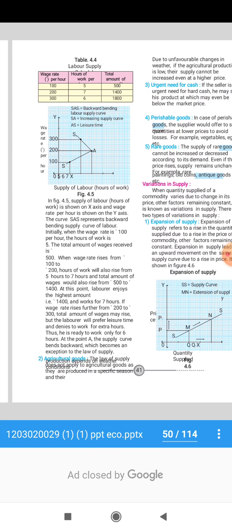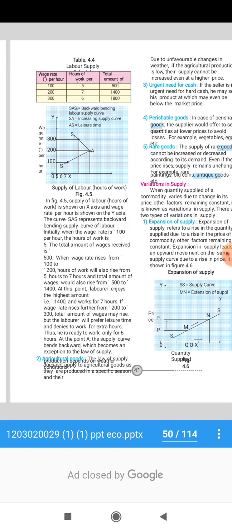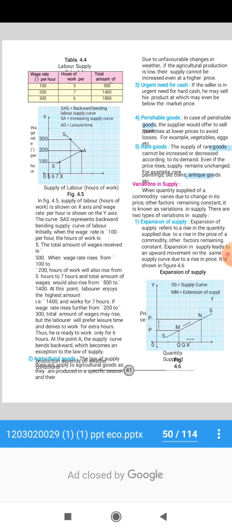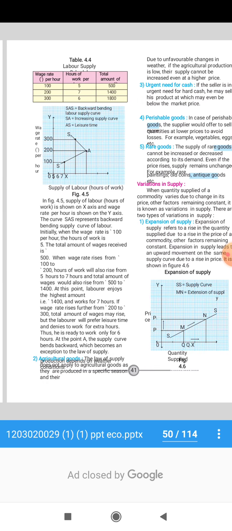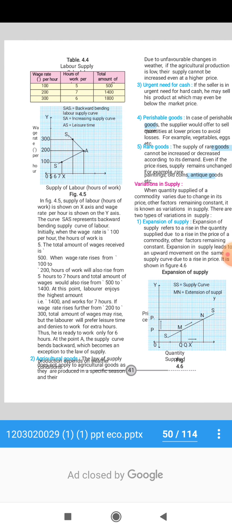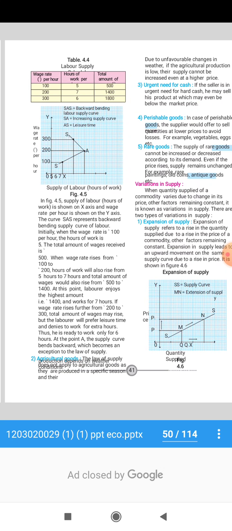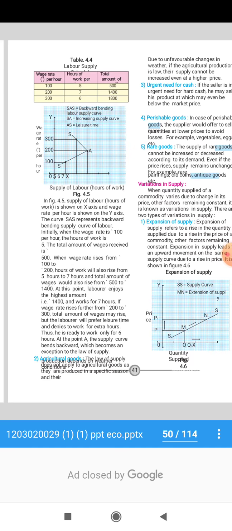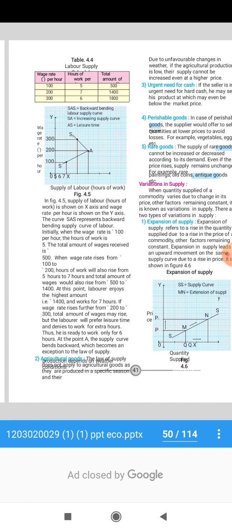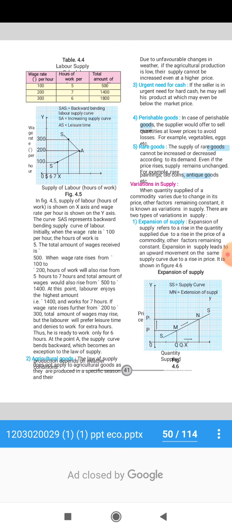But with a further rise in the wage rate, total hours or supply of labor fall from 7 hours to 6 hours, because after a specific time period it is the common tendency of labor that they don't want to work more hours, even if there is a rise in the wage rates. So we can explain it graphically. On the y-axis we show the wage rate per hour in rupees, and on the x-axis the supply of labor, that is hours of working.